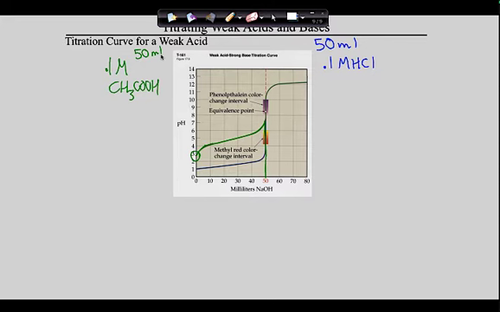Remember, titration is not an equilibrium process. This is a strong base. And it takes as much strong base to neutralize a weak acid as it does a strong acid, because this neutralization process is a strong process. And this acid contains just as many hydrogen ions that need to be neutralized as this acid.